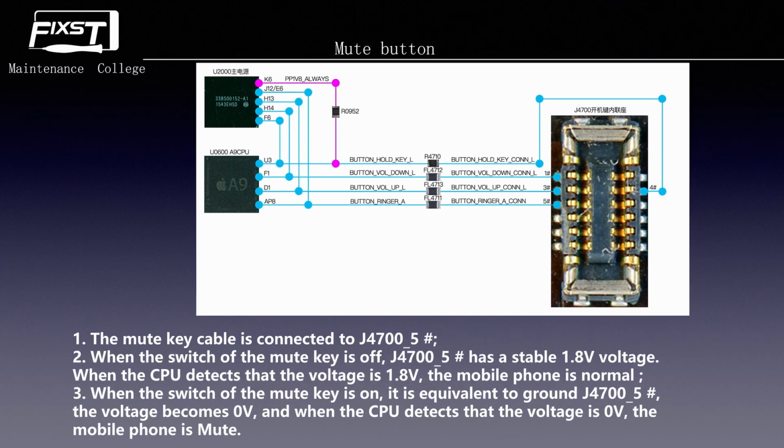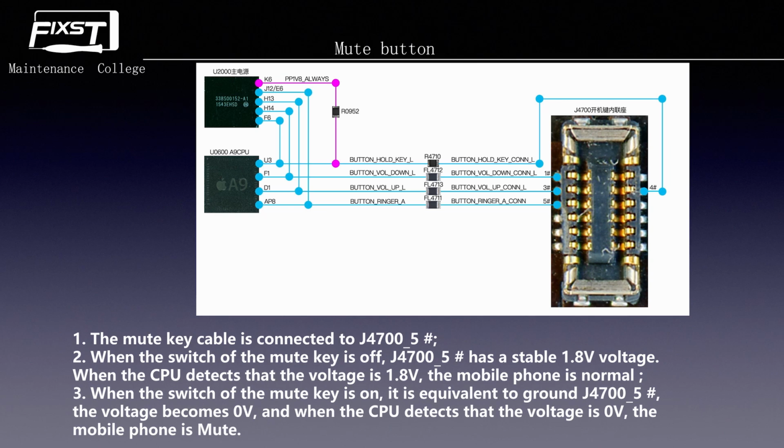Okay, now we move to the mute button. The principle of the mute button is the same as the other buttons. When the mute key is not turned on, this line has a stable 1.8 volts, and when the CPU detects that this line has 1.8 volts, the phone is normal and will not keep silent.